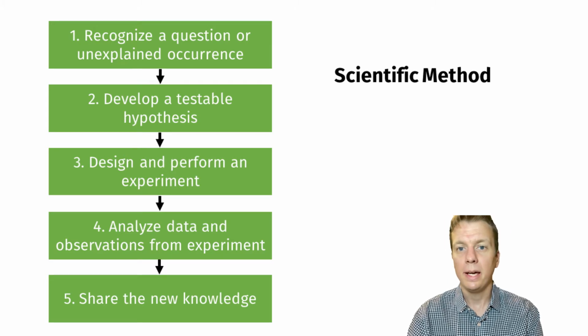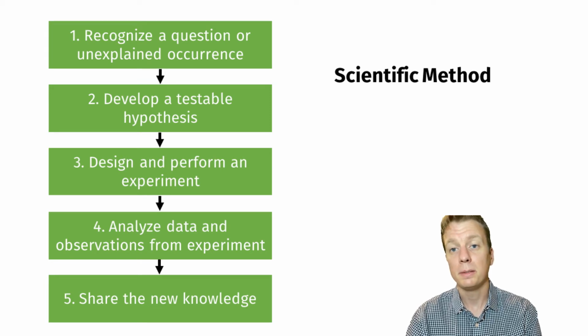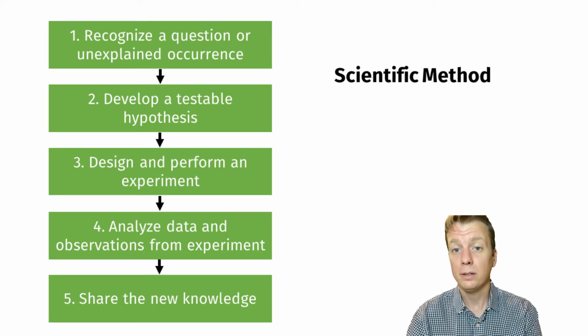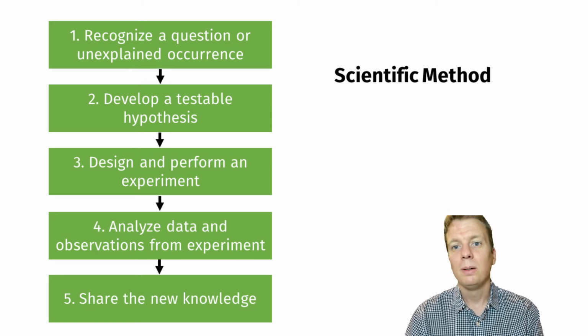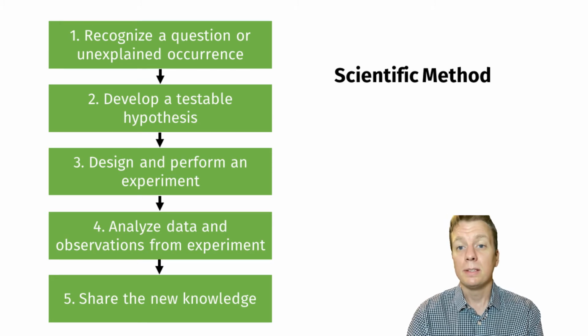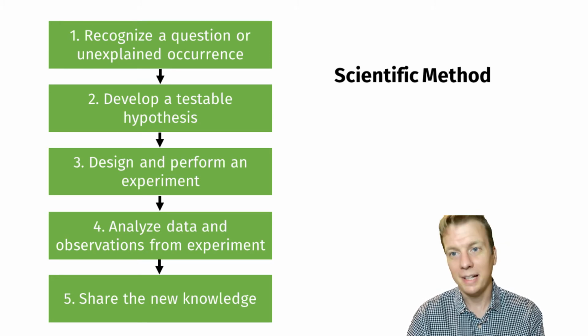Step 4 is to analyze and interpret the data and reach a conclusion from their experiment. After the experiment is performed and the data is collected, a scientist needs to analyze their data and observations to determine if their hypothesis was supported. If it was supported, great. What does that mean? If it was not supported, darn, what does that mean?